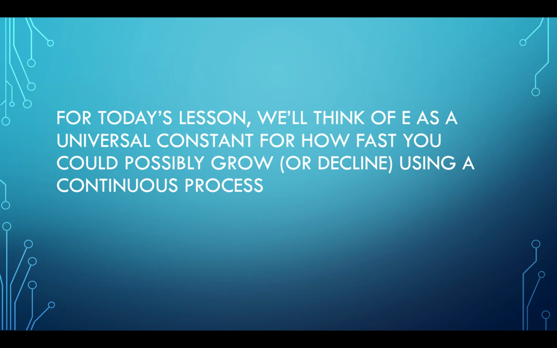So for today's lesson, we're going to think of E as a universal constant for how fast you could possibly grow or decline using a continuous process. So when we think of E, it's going to be exponential. And what I mean by exponential is it's basically continuously growing, continuously compounding. Whatever the problem is, it's going to just be continuous, so it's going to build up on itself.